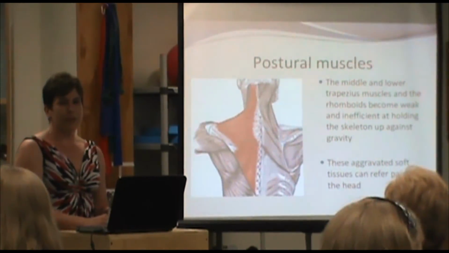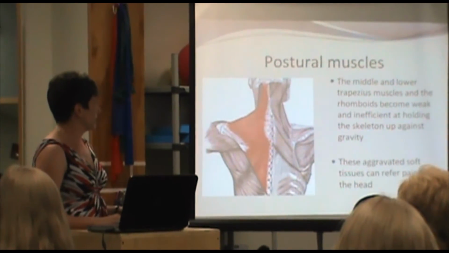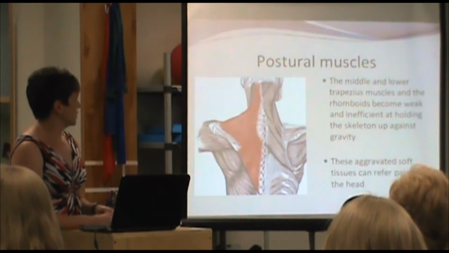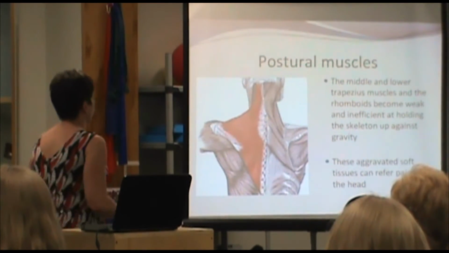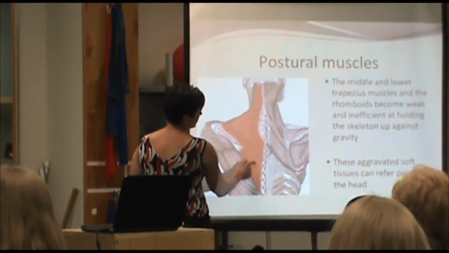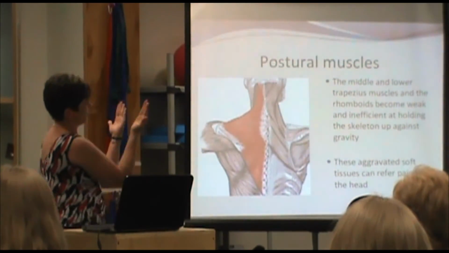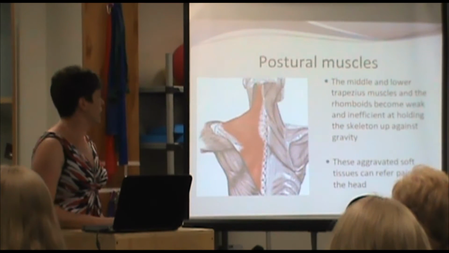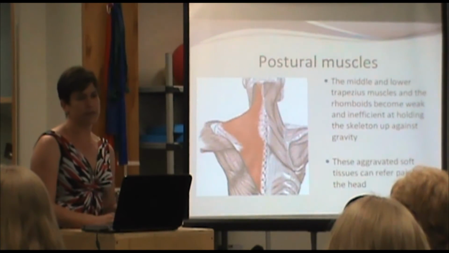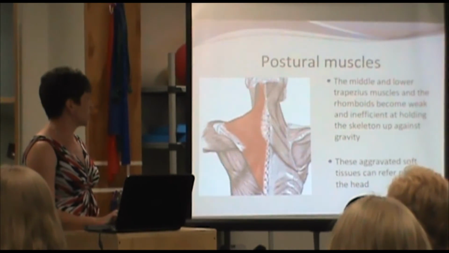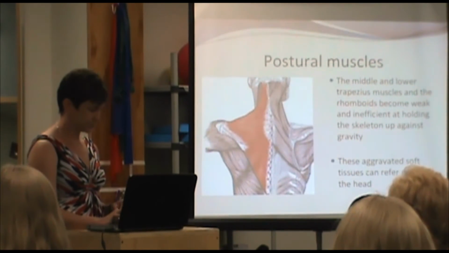In the physical therapy evaluation, we would also take a look at the postural muscles, the muscles in the back of the neck and upper back, the middle and lower trapezius muscles, which are here, and the rhomboids, which come off the shoulder blades into the center of the spine. These become weak and inefficient at holding the skeleton up against gravity. These aggravated soft tissues can also refer pain to the head.